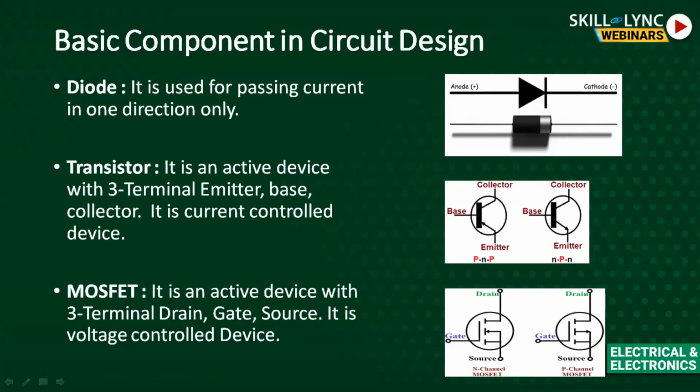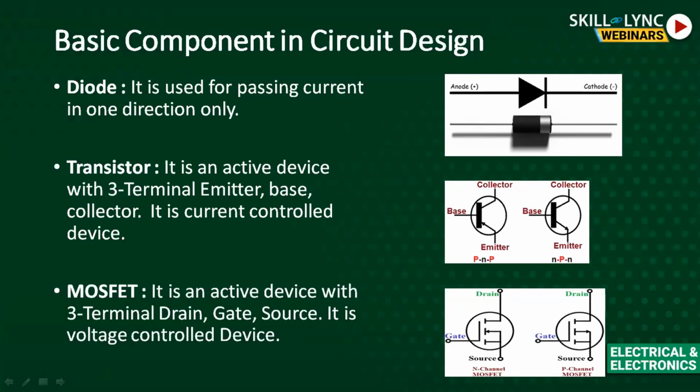Then we have the transistor. It's an active device, or you can say a switching device, which has three terminals: emitter, base, and collector. Transistors are current control devices, and there are two different types of transistors: NPN transistors and PNP transistors.